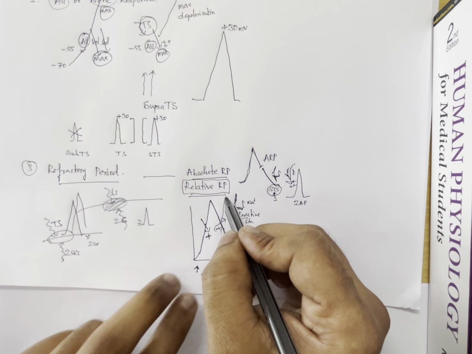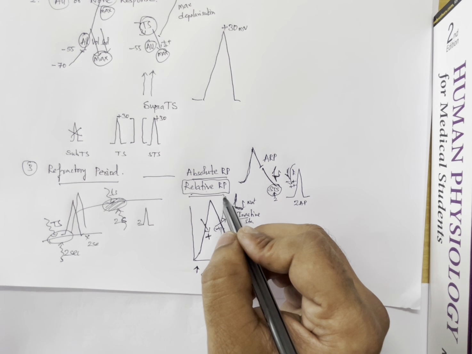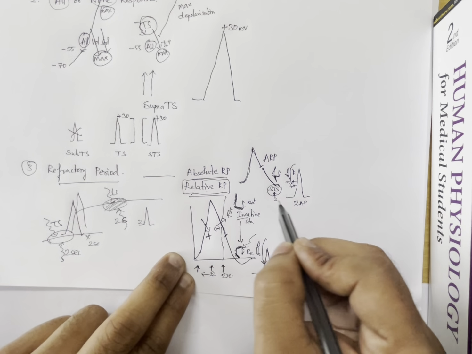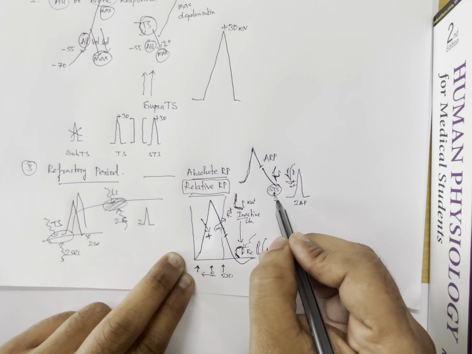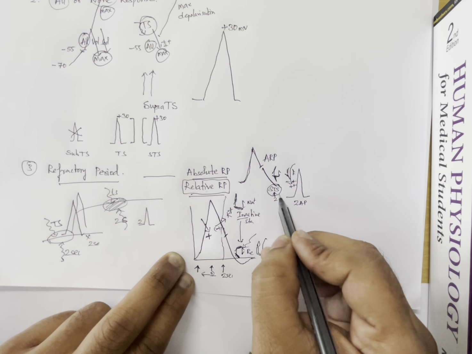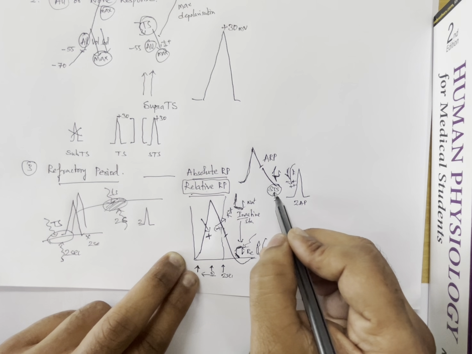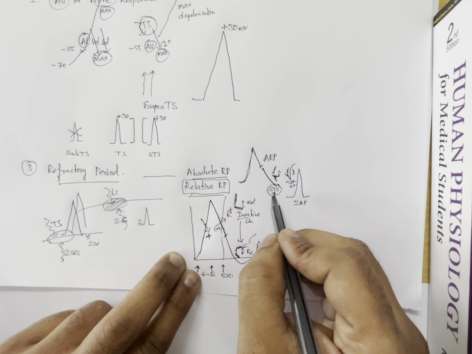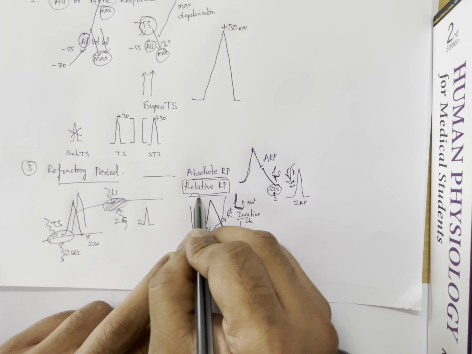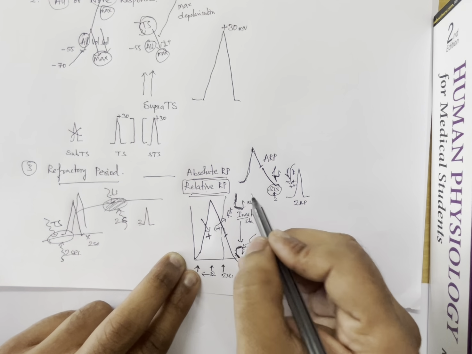So during the relative refractory period, the membrane will respond by generation of an action potential, but the stimulus should be a supra-threshold stimulus. It is not just the threshold; a very high intensity stimulus needs to be applied to generate the action potential in the relative refractory period phase.